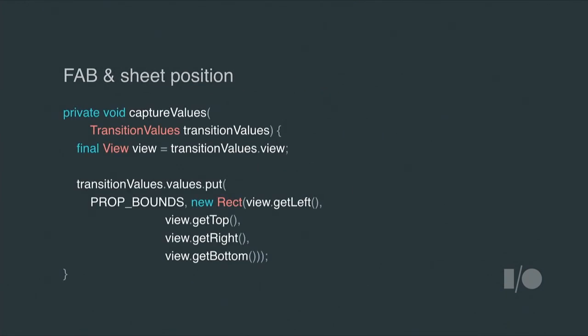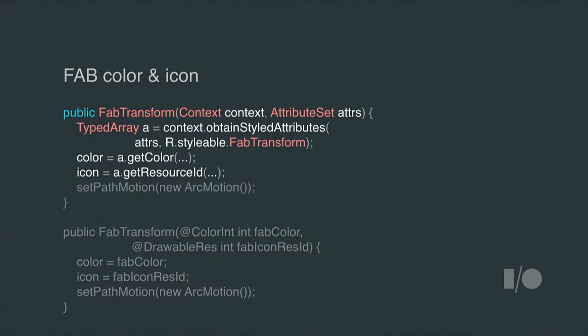The position is pretty easy. As George said, the position is one of the few things that actually does get passed through. So in the capture start and capture end bounds, we do the same thing. We just call capture values, and we put those bounds into the transition values map, and we'll get access to those a bit later on. So we have the bounds of the FAB and the dialogue.